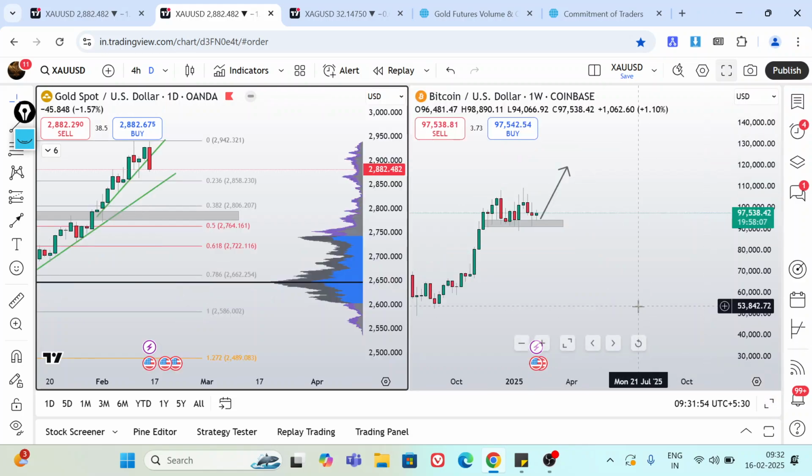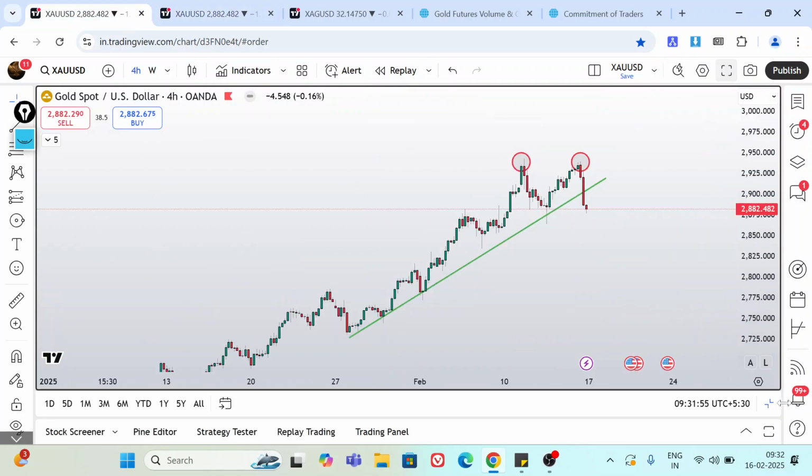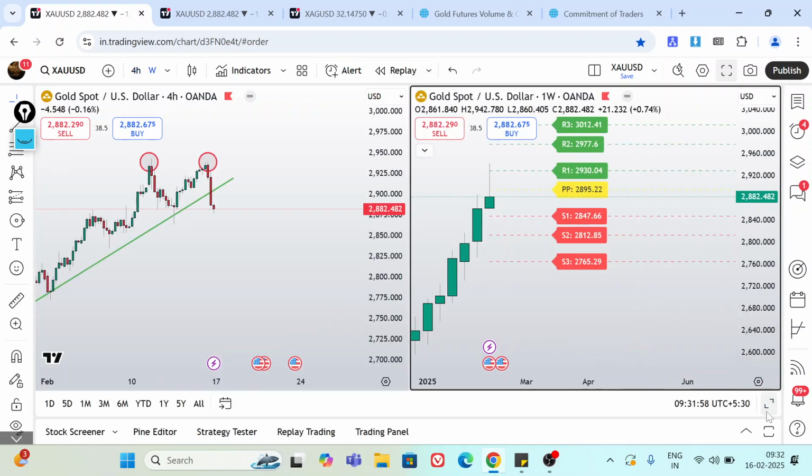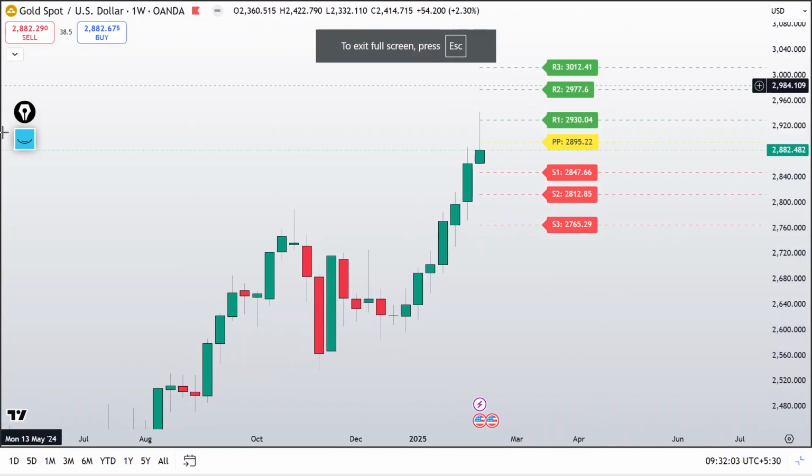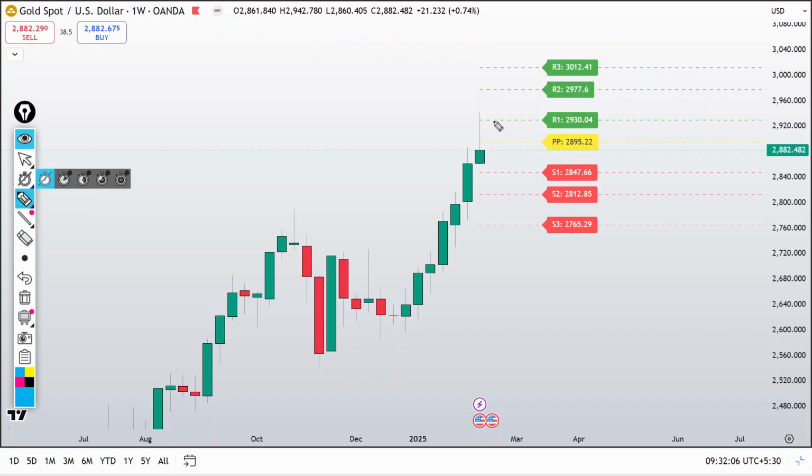Also on weekly time frame, what are the levels that we have to watch on gold? On weekly time frame, you can see we have a rejection from the higher side, this wick formation. Price closed with a wick on weekly time frame, and it is currently under next week's pivot, that is 2895. So 2895 is the first resistance on weekly time frame, because price is currently below this pivot area.